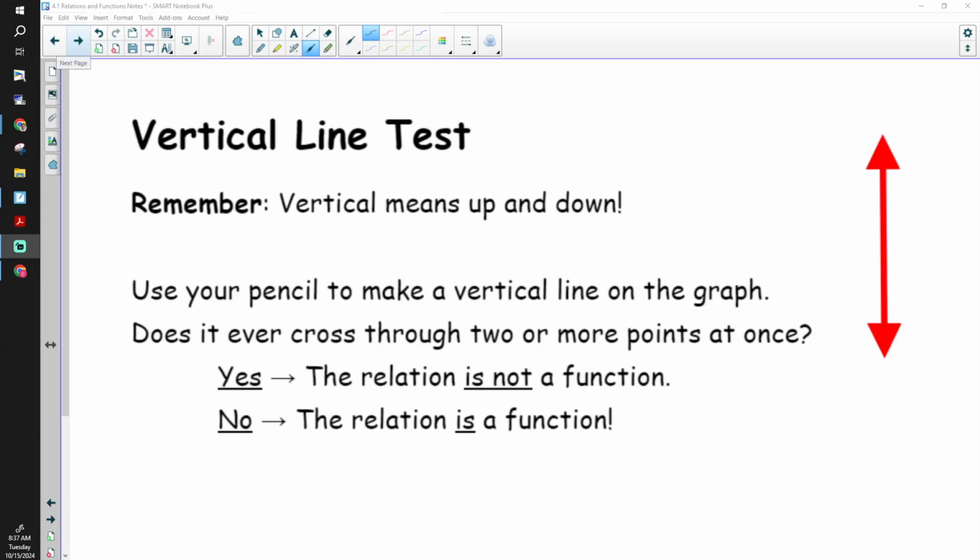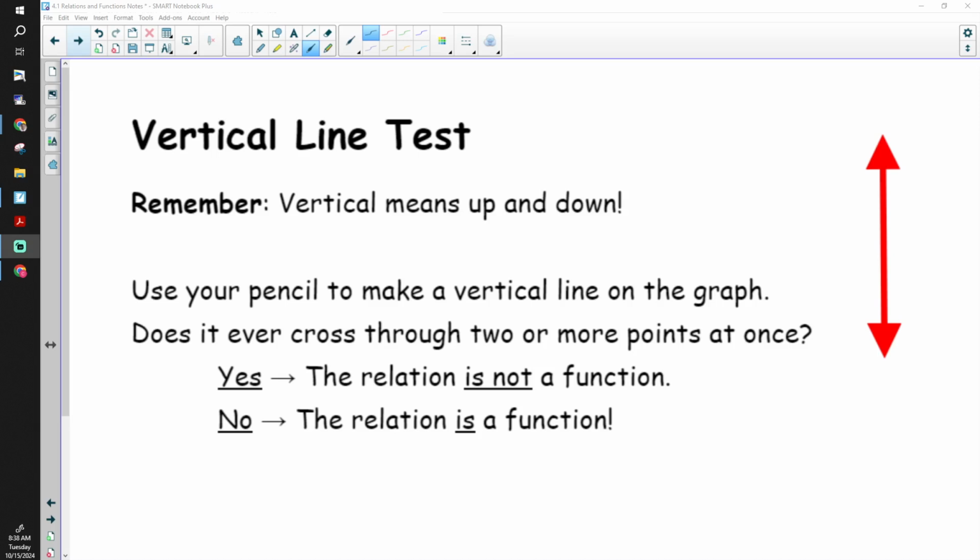So, we have turned tables and points and mappings. We have determined if those things are functions or not. The only thing we haven't looked at is we need to be able to look at a graph and determine, is this just a relation or is it a function? We've done tables, points, and mappings yesterday. The last thing we need to figure out is how to look at a graph and tell if it's a function. And there's a little math test called the vertical line test.